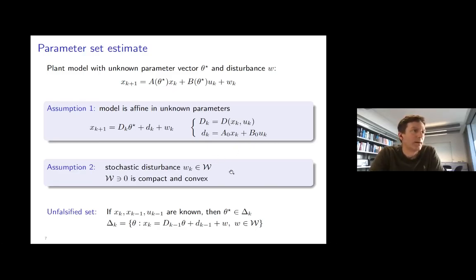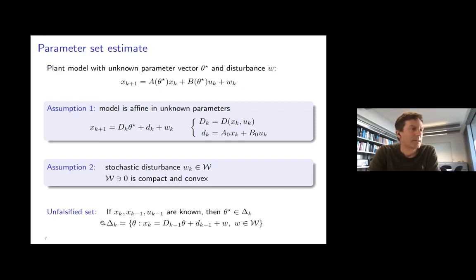I'm also going to assume that the disturbance is stochastic, but it belongs to some disturbance set W, which we know. I'm going to assume that this disturbance set is compact and convex, and I'll talk in a few minutes about how we can relax some of these assumptions on this W set.